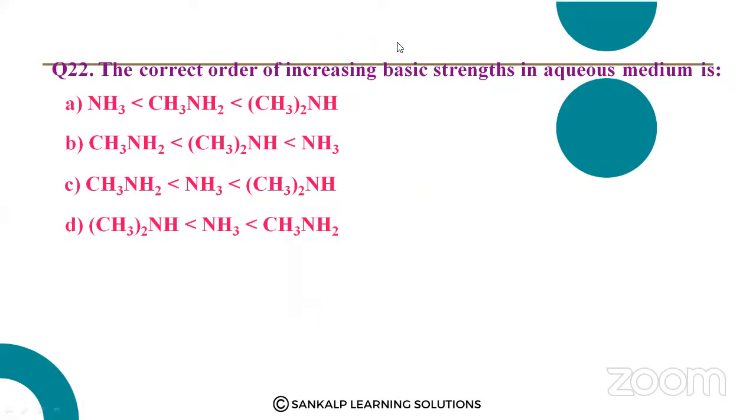So this is CH3. Primary is greater than NH3. When you are talking about secondary is greater than primary is greater than tertiary is greater than NH3, this is given in reverse. So NH3 comes first, then primary, and then secondary. So it is A. A is the correct answer.